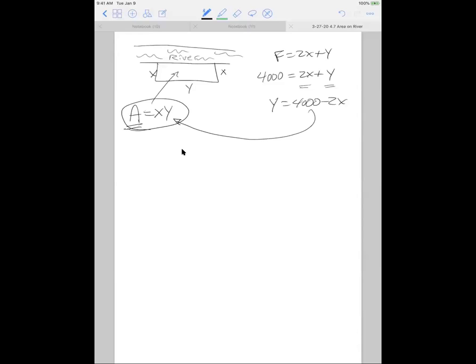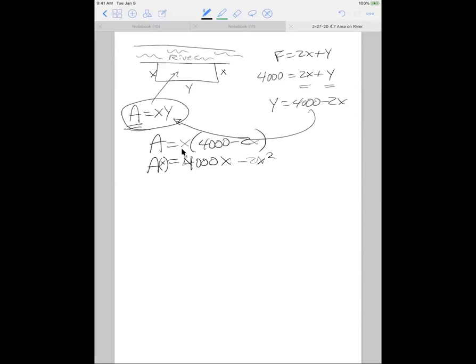So let's substitute in, and we end up with area equals X times (4,000 minus 2X), which gives us 4,000X minus 2X squared. So we've got our equation now, area, just in terms of X. We could just say A of X if you wanted to. That would be a good representation of it. A of X equals 4,000X minus 2X squared. That is the function we're trying to maximize.